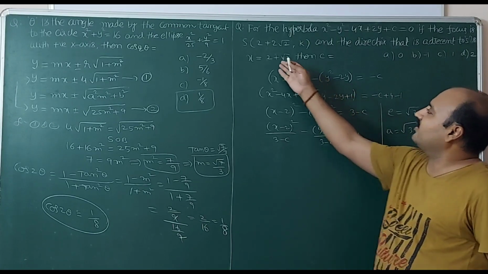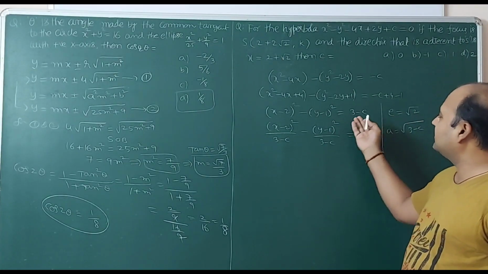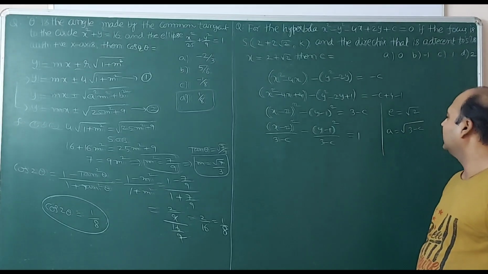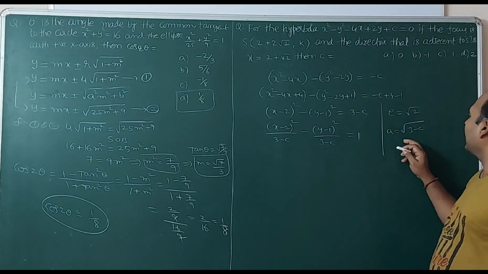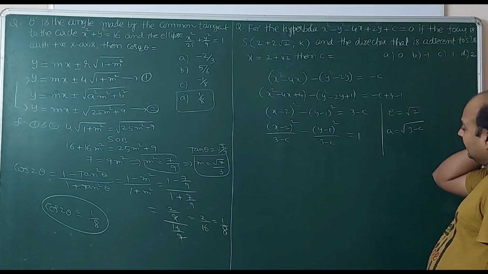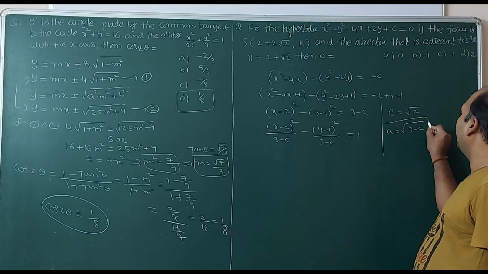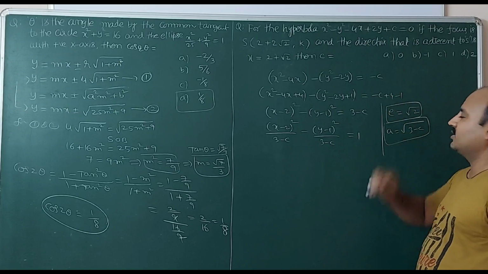But x value is given unnecessarily. Here it is easy to find out this is a rectangular hyperbola. Why? Because a square is equal to b square, we are getting a is equal to b. a value we got it. e value also we got it.